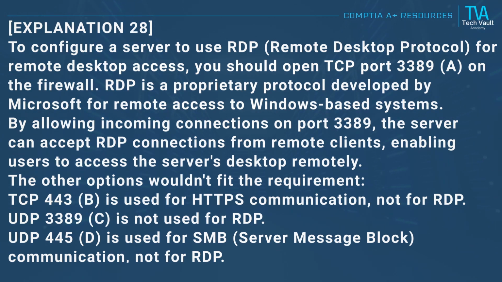TCP 443 (B) is used for HTTPS communication, not for RDP. UDP 3389 (C) is not used for RDP. UDP 445 (D) is used for SMB, server message block communication, not for RDP.